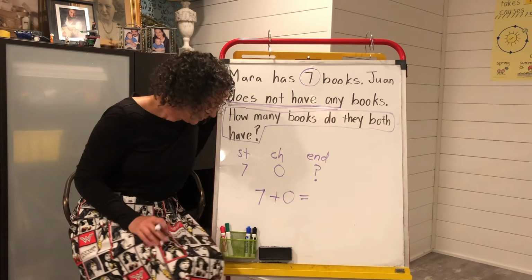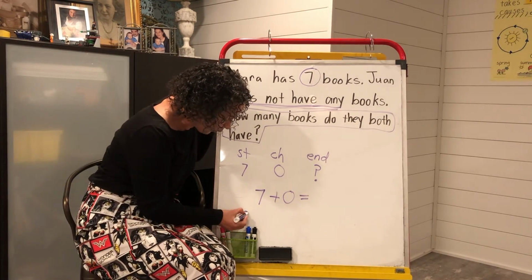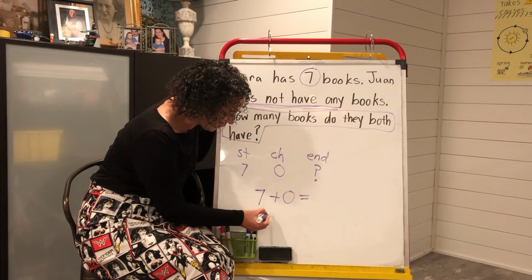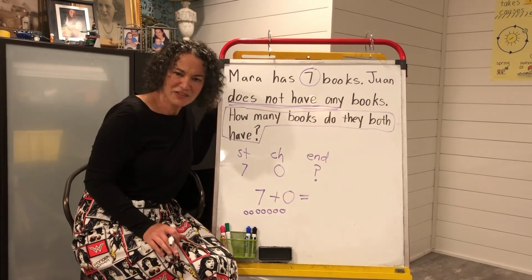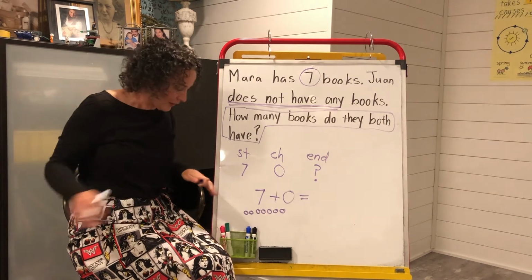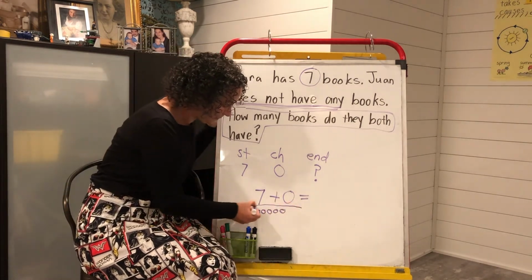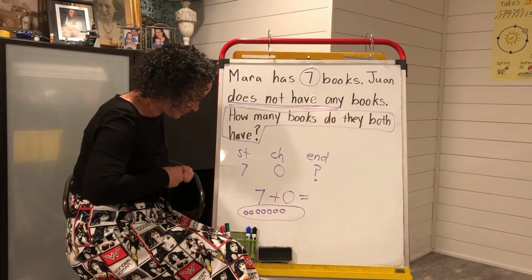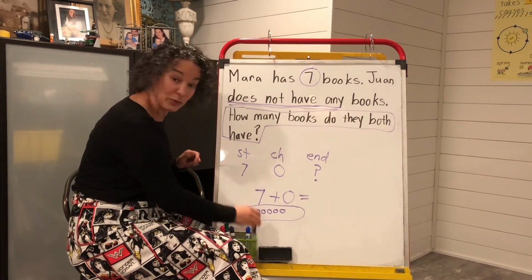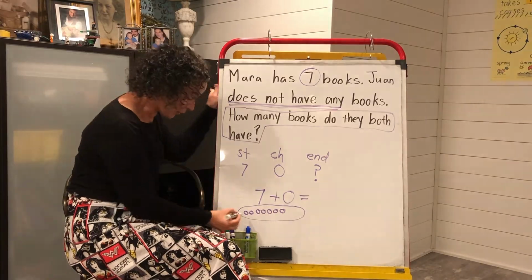She's so smart. So 7, I need 7 counters. 1, 2, 3, 4, 5, 6, 7. And what do I write for 0? Yes, that's right. We write nothing for 0. Nothing. But I circle it up. And then I have to count up to figure out what our sum is. Can you help me count? Fantastic. Here we go. Ready?